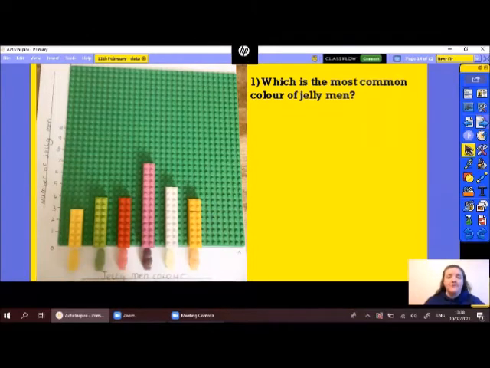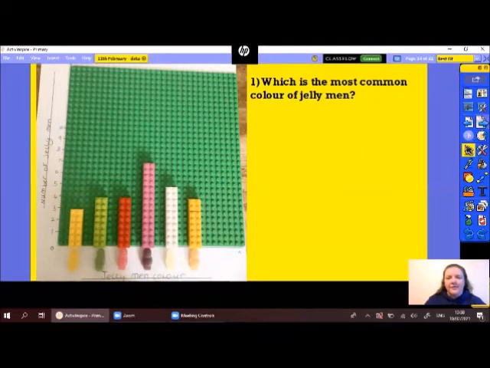Which is the most common colour of Jellymen? So we haven't used the word greatest. We could say which one has the greatest result, or we could use a slightly different term. So we've gone for most common. Which is the most common colour of Jellymen? And the answer is purple. Looking for the greatest one just means looking for the biggest bar.